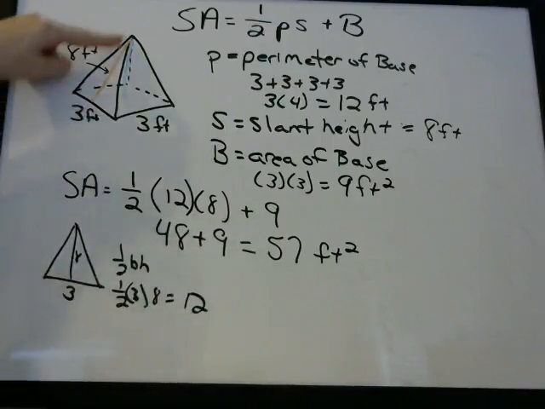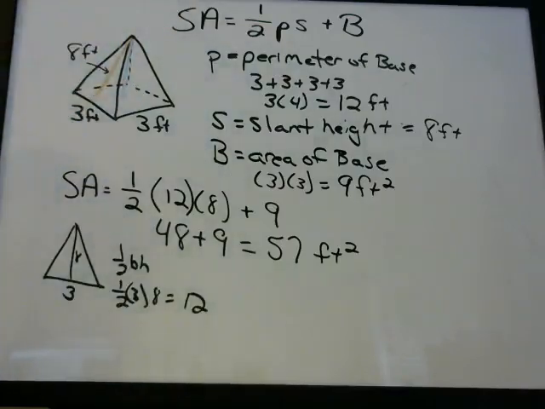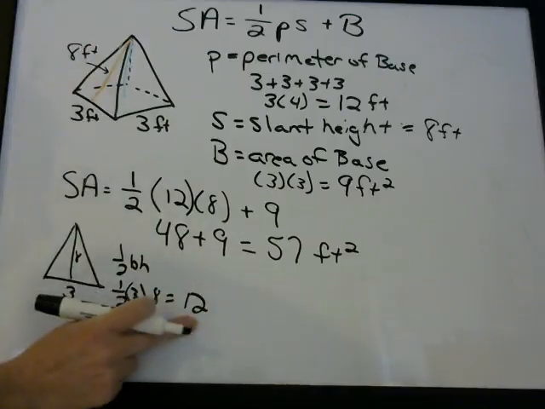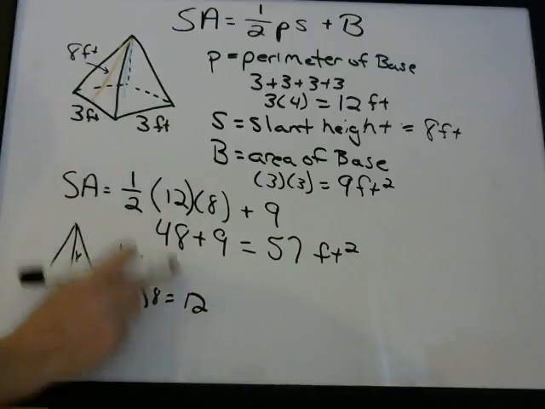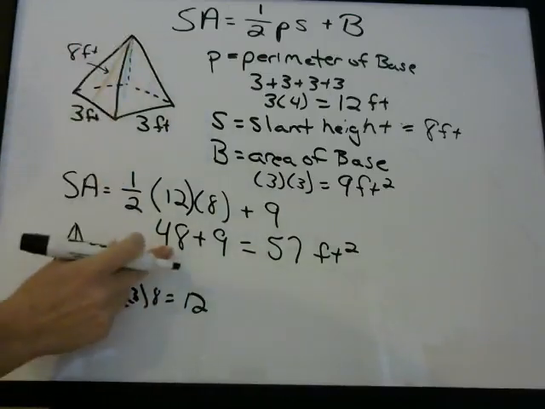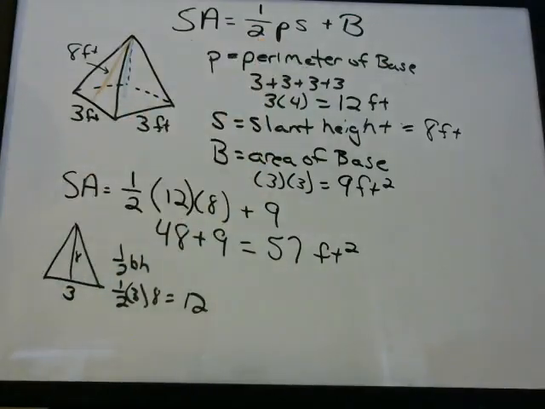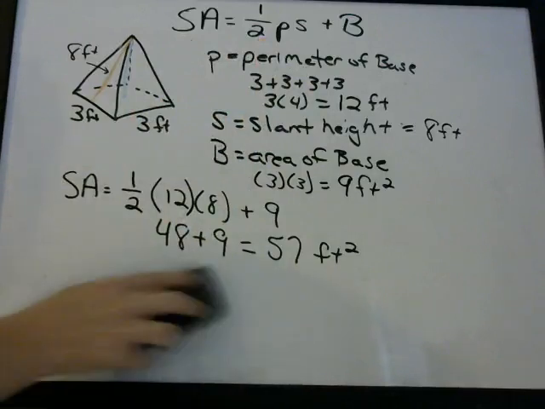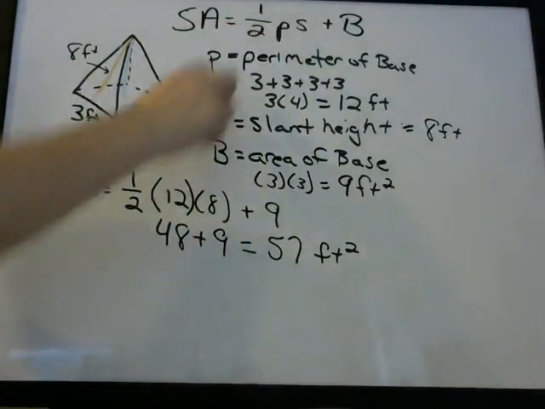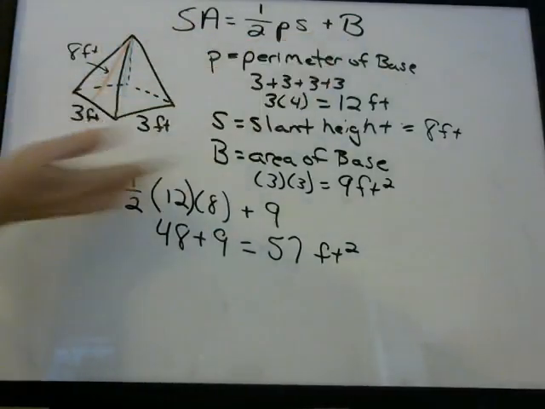So if this triangle area is 12, this front face has the same area of 12, the other face has the same area. Each triangle has the same area of 12 feet squared. There's 4 of them. That's 48. So that's really where this number comes from. All you're doing is calculating the area of each triangle and adding them together. But there's a quicker way to do it by using perimeter and slant height. So again, just remember, this first part before the plus sign is giving you the total area for the 4 sides. This is giving you the area for the bottom.